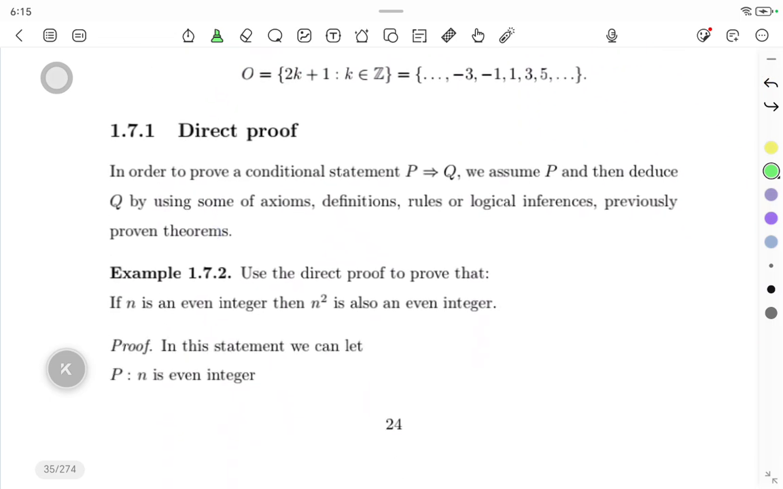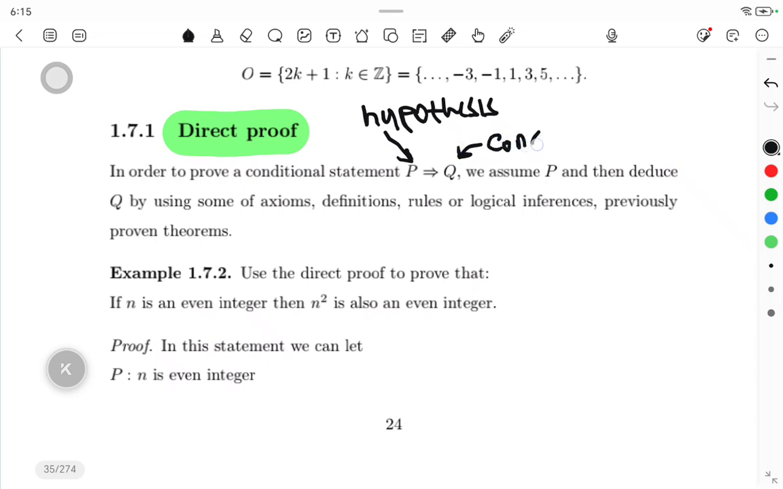So we come to direct proof. Remember, with direct proof, this is just a direct method of proving. This is what you're going to be doing most of the time when you're proving something. They say that in order to prove a conditional statement, remember, we know what a conditional statement is: a statement that has a hypothesis and also a conclusion.